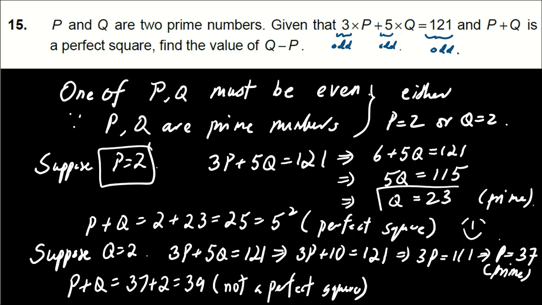With P as 2 and Q as 23, the difference Q minus P is simply 23 minus 2, which is 21. Problem solved.